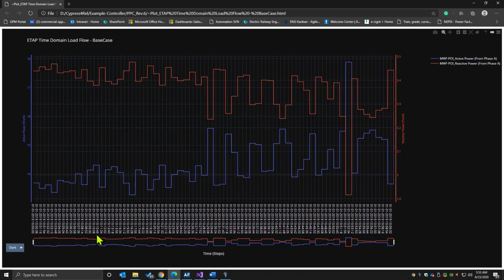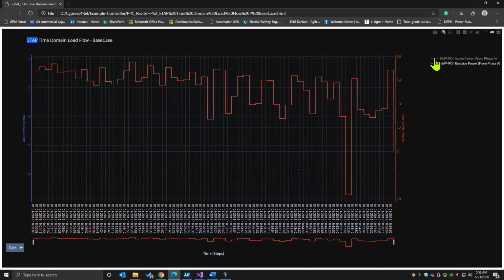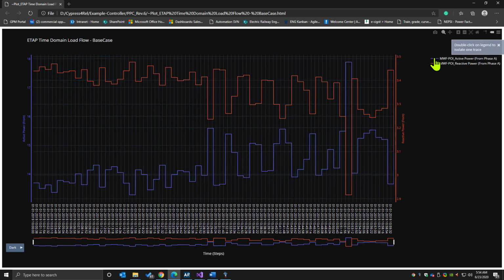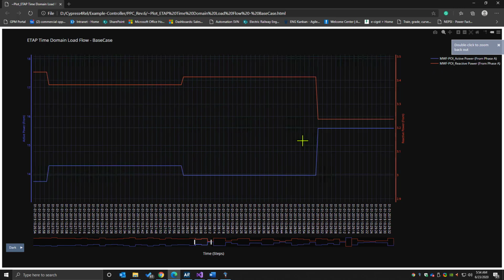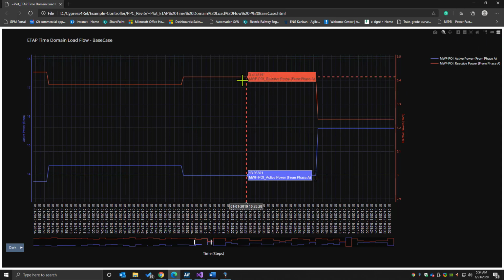This data is essentially a function of time and includes active and reactive power for our tie line. You can easily double click to isolate a particular trace, and you can zoom into a particular area in the system and identify the values in more detail. Should you like to track the data, you can also track the information along the curve and also track multiple sets of data at the same time.